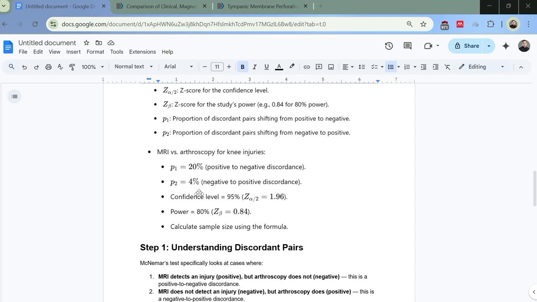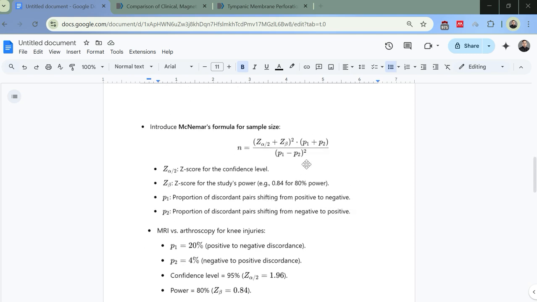If you change the confidence interval to 90% or 99%, the Zα value changes accordingly. Similar is the case with Zβ. If you change the power to 70% or 90%, the Zβ value changes accordingly. The remaining P1 and P2 values you have to take from similar studies which have already been published. P1 stands for the proportion of discordant pairs shifting from positive to negative. P2 stands for the proportion of discordant pairs shifting from negative to positive.